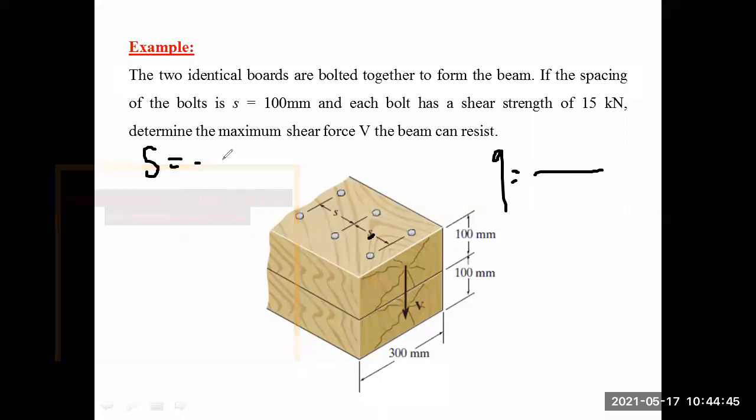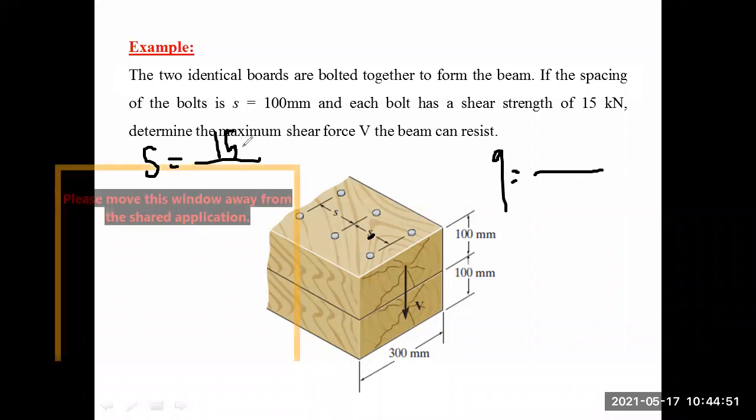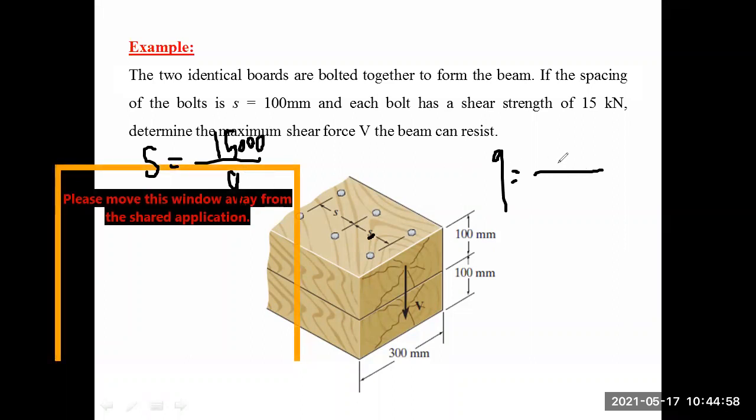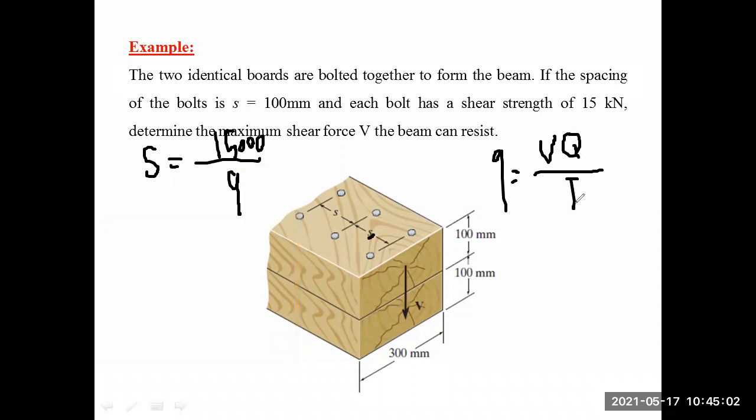spacing is equal to the shear strength of each bolt, which is given as 15,000, over Q. Okay, so Q is equal to V times Q capital over the moment of inertia about the neutral axis. If V is given and the moment of inertia is calculated for the cross section about the neutral axis, what is left is the Q.